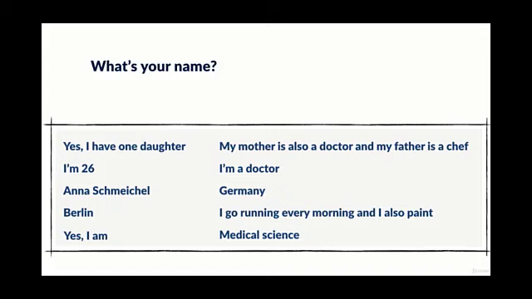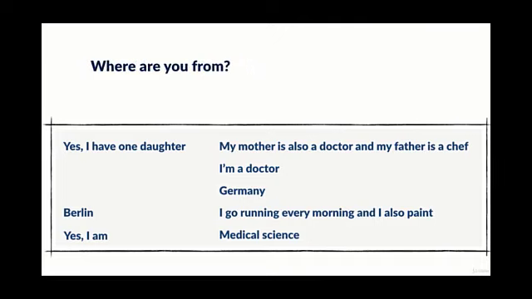So it's a fairly simple one to start off with. What do you think it is? Hit the pause button if you need to. And the answer is Anna Schmeichel. What's your name? Anna Schmeichel. Here's the next question. How old are you? It's very easy. There you are. I'm 26.